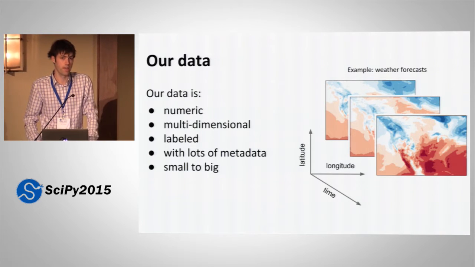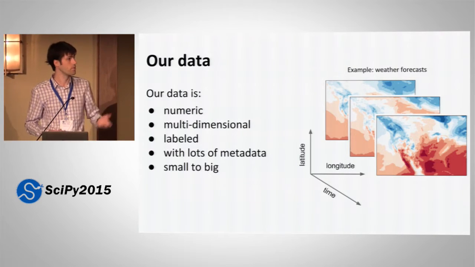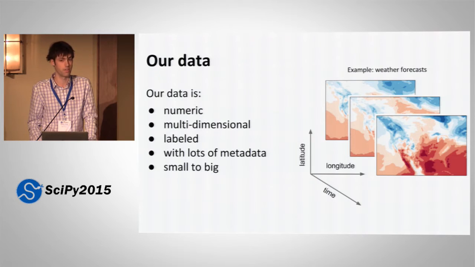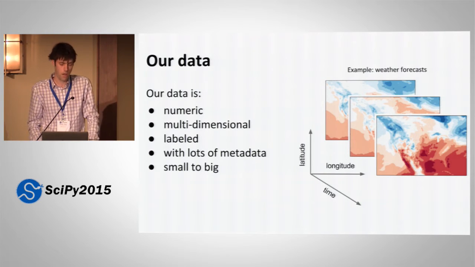It naturally has this multidimensional tensor structure that is common to a lot of scientific datasets. So in this example, I have a three-dimensional cube of data that would be, say, a single weather forecast, but we might even have more dimensions. It's easy to have three dimensions, or four dimensions, or even five dimensions.